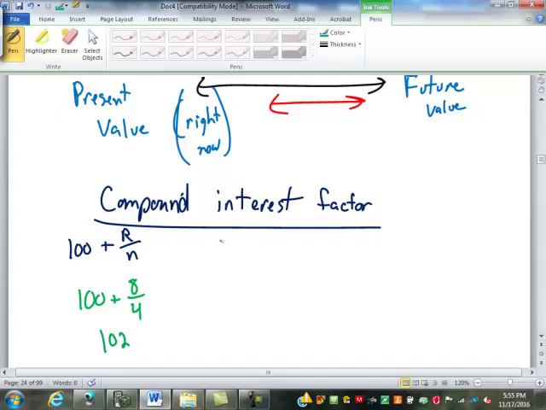The power of 12 was my number of periods. That came by taking my number of periods in a year times t, which is my number of years. N times t was 4 periods a year, times 3 years, gave me 12 periods. So that's where I got that 1.02 to the power of 12.